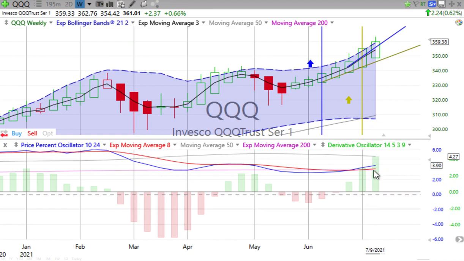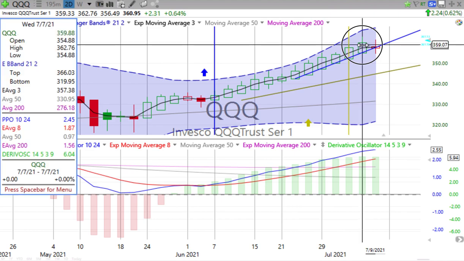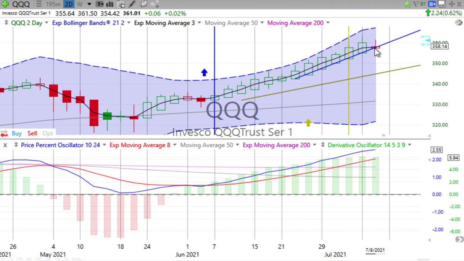We see the derivative oscillator gaining upward momentum, price percent oscillator moving up. 2-day chart, we saw where things had bounded up there on the Tuesday, Wednesday, and then leveling off just on that 2-day trend line on the Thursday and Friday. And again, recovering some on Friday, up 0.62%. Price percent oscillator still heading up. Derivative oscillator, that's the leading indicator, flat. So I know that you guys have been paying attention to that.